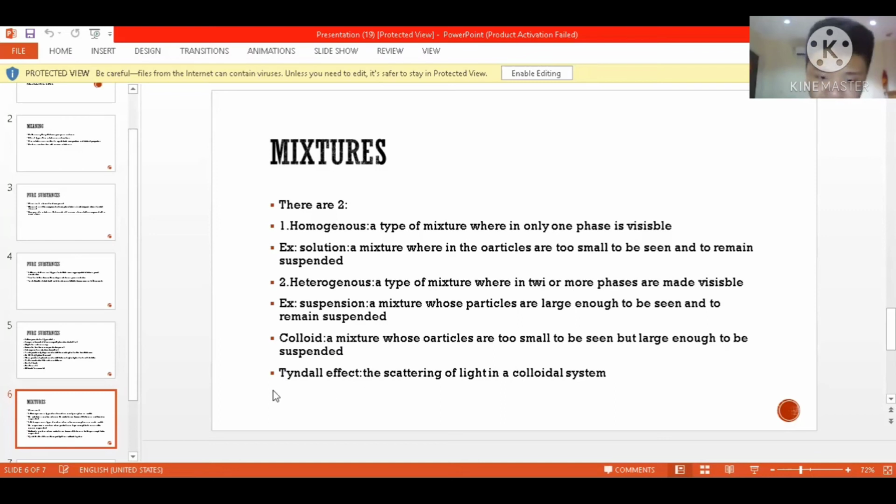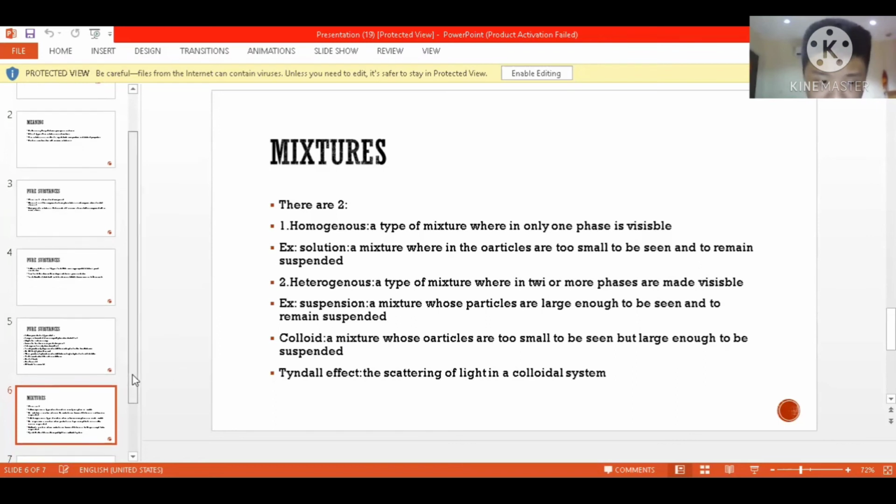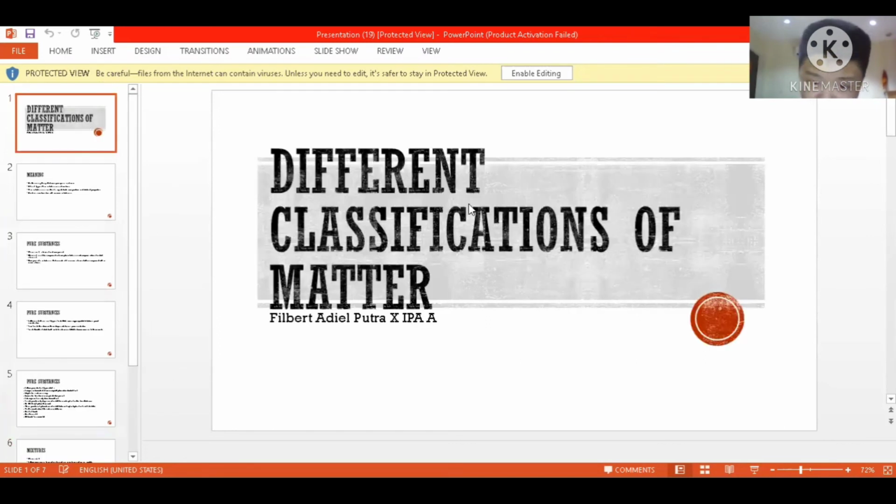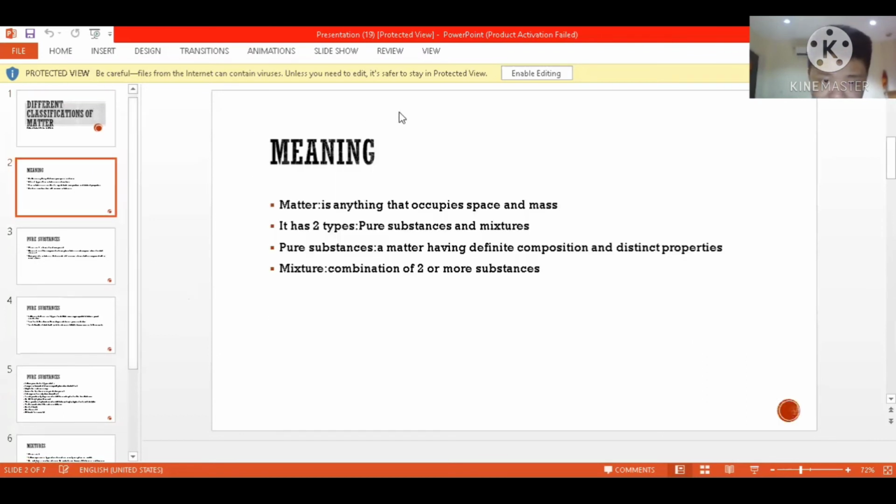So in short, I will just give it again. These are the different classifications of matter. These are the types, and this is the meaning of the type. Pure substances, this is the meaning. A mixture, this is the meaning.